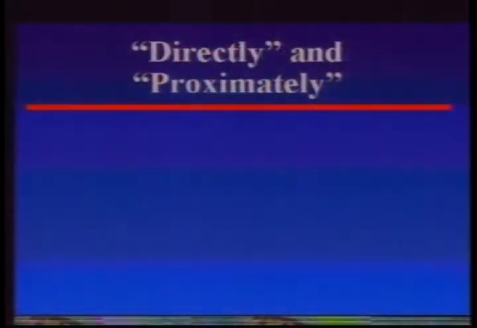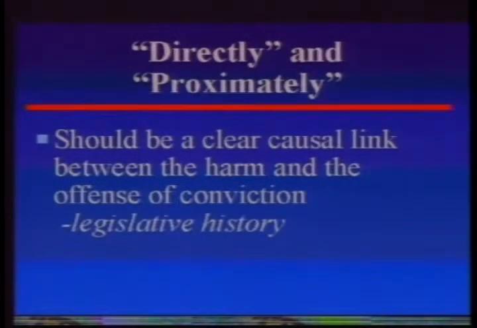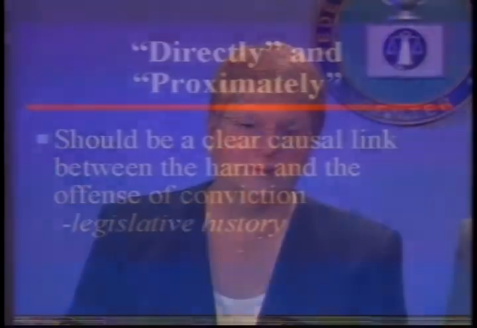Now, Kathy, I know your document gives us a lot of case law and a lot of issues regarding restitution, but there's not much there on this issue about directly and proximately. Can you give us your insight as to what you think, perhaps, directly and proximately is going to end up meaning? Okay, this is educated guessing, but we'll do the best we can. One of the few clues we have is some legislative history, and the legislative history talks about that there must be a clear causal link between the harm and the offense of conviction. That's not real helpful, but at least it is telling us that there needs to be a clear link, not a maybe link.